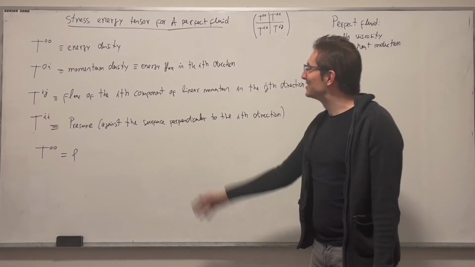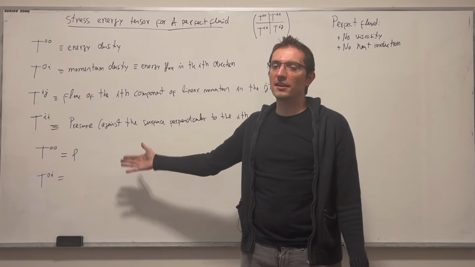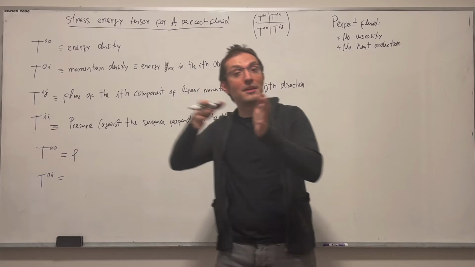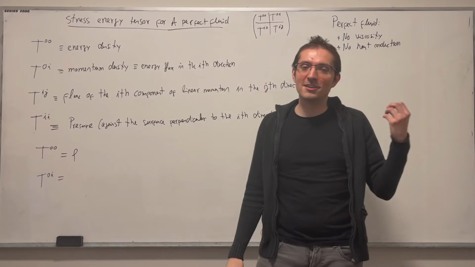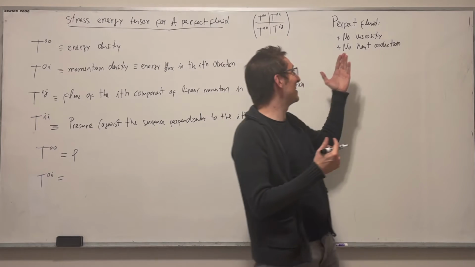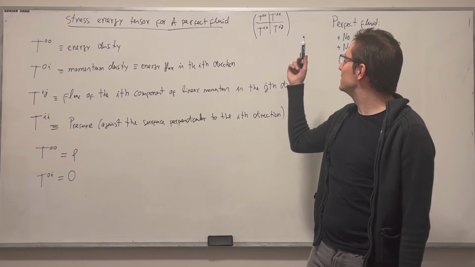All right, so what about the T0i component? The T0i component is also fully determined in the comoving frame. In the comoving frame, the fluid doesn't move from one place to another. So the only way that energy can flow from one place to another is through heat conduction. And I don't allow heat conduction. So this is zero. Let's look now at the spatial components.